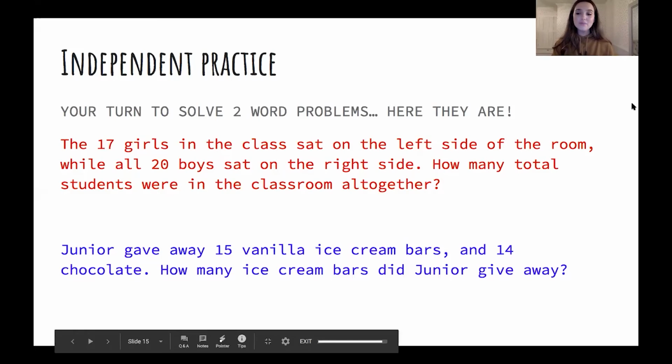So let's just read them together. We'll do the first step together, and then you guys do the rest. So the 17 girls in the class sat on the left side of the room, while all 20 boys sat on the right side. How many total students were in the classroom altogether? Okay, so you are looking to see 17 girls and 20 boys, how many altogether? Next question. Junior gave away 15 vanilla ice cream bars and 14 chocolate. How many ice cream bars did Junior give away?